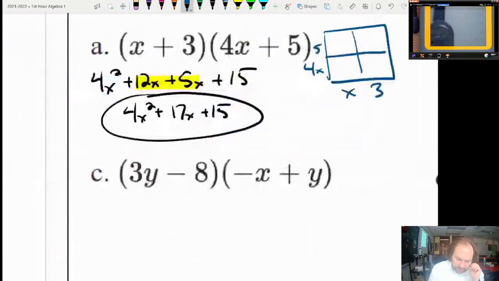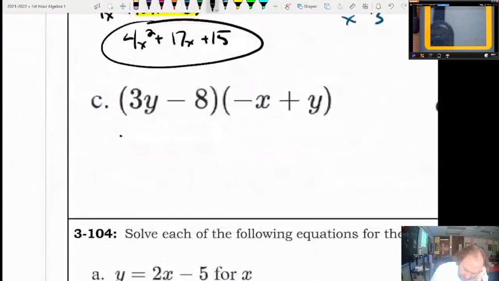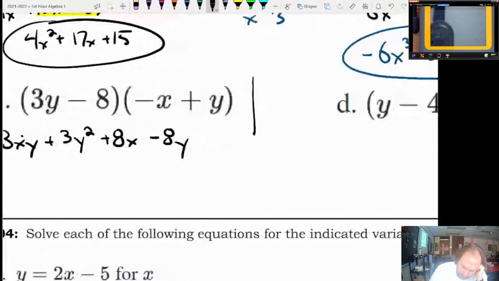Question D, another 2 by 2. If I multiply this, I'm going to have a negative 3xy. I'm going to have a plus 3y squared, a plus 8x, and a minus 8y. Again, this is one that I highly recommend you use a generic rectangle if you're not seeing all those combinations.